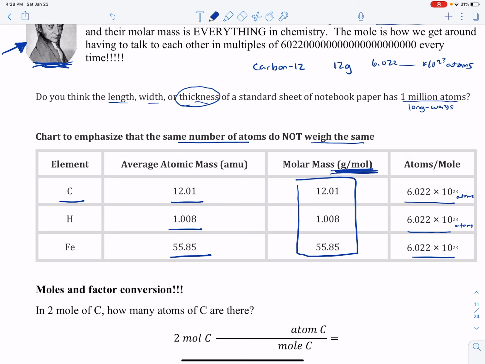We use this unit, grams per mole. This would be like AMUs per atom, I guess. And we scale it up, and we actually use the same numbers on the periodic chart, and you're going to see this unit rather than the AMU unit.